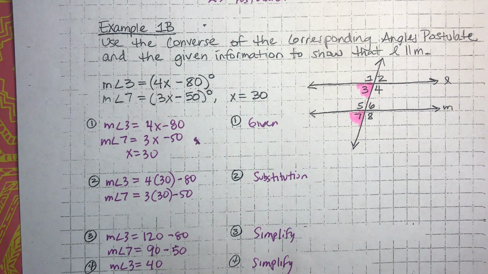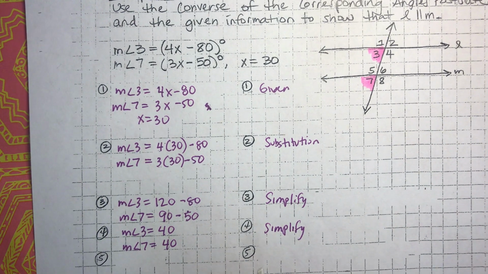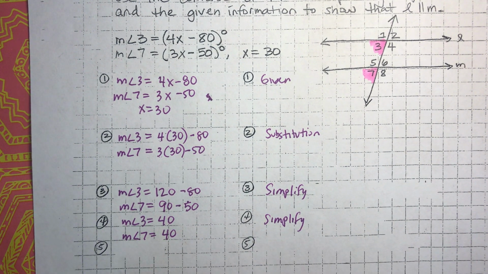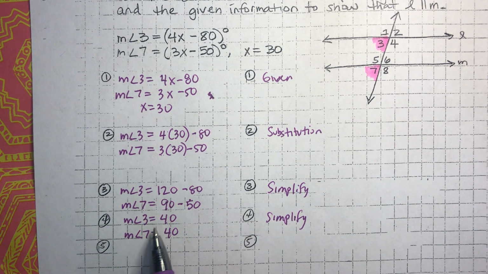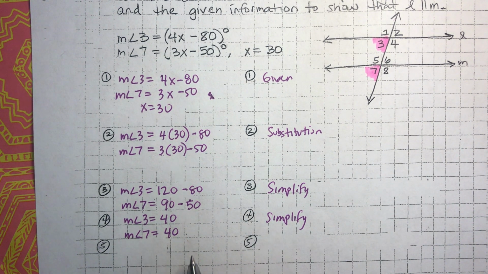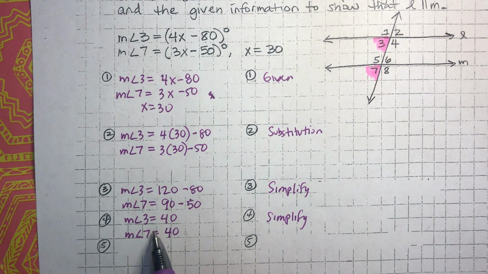Don't get thrown off by these numbers. So just don't worry about the numbers and all that type of stuff. Just continue to work down. Okay, so they're equal to the same number, which is great. So we just have to show that the measure of angle 3 is equal to the measure of angle 7.